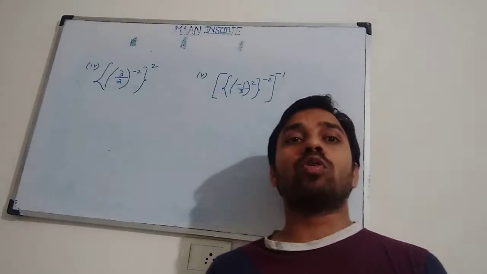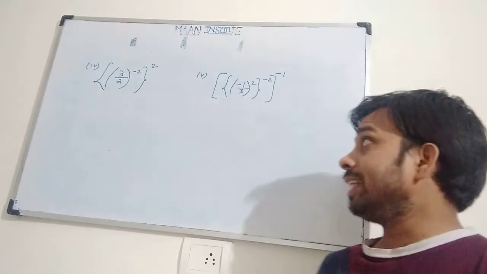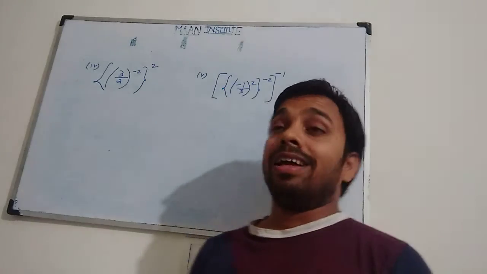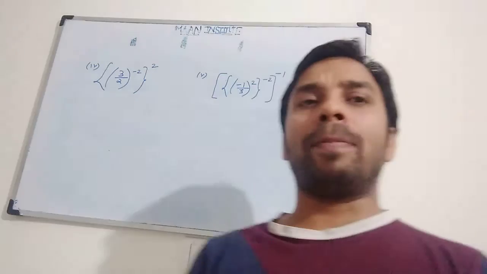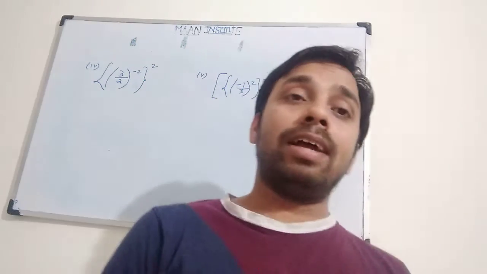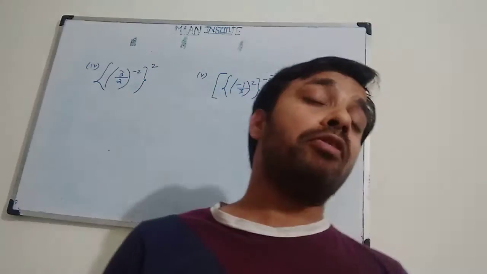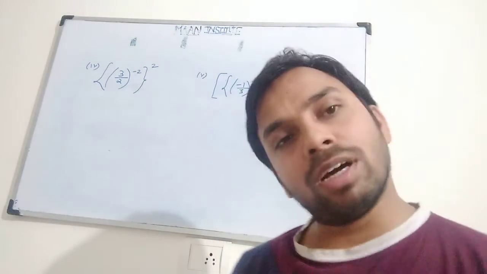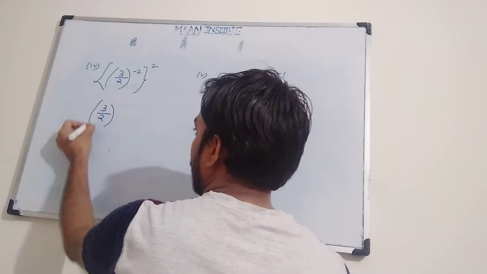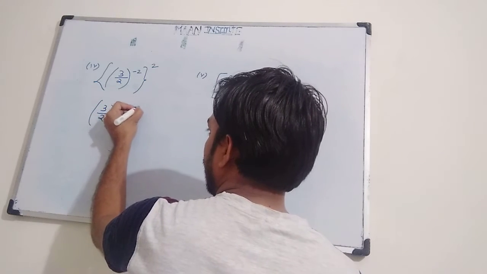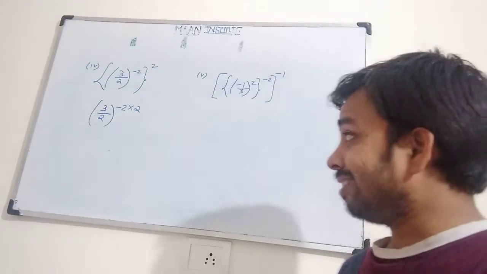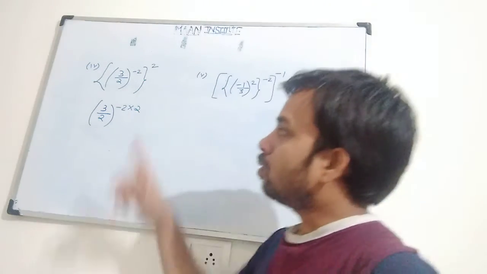Okay, so there are a few more questions for you. See here, 3 by 2 to the power minus 2, to the power 2. So we see there are back to back powers. There is minus 2, then again 2. So by the law of exponents, we will just multiply the powers. So it becomes 3 by 2 to the power minus 2 multiplied by 2. Clear? You just go back and look at the law. The law was this. So 3 by 2.